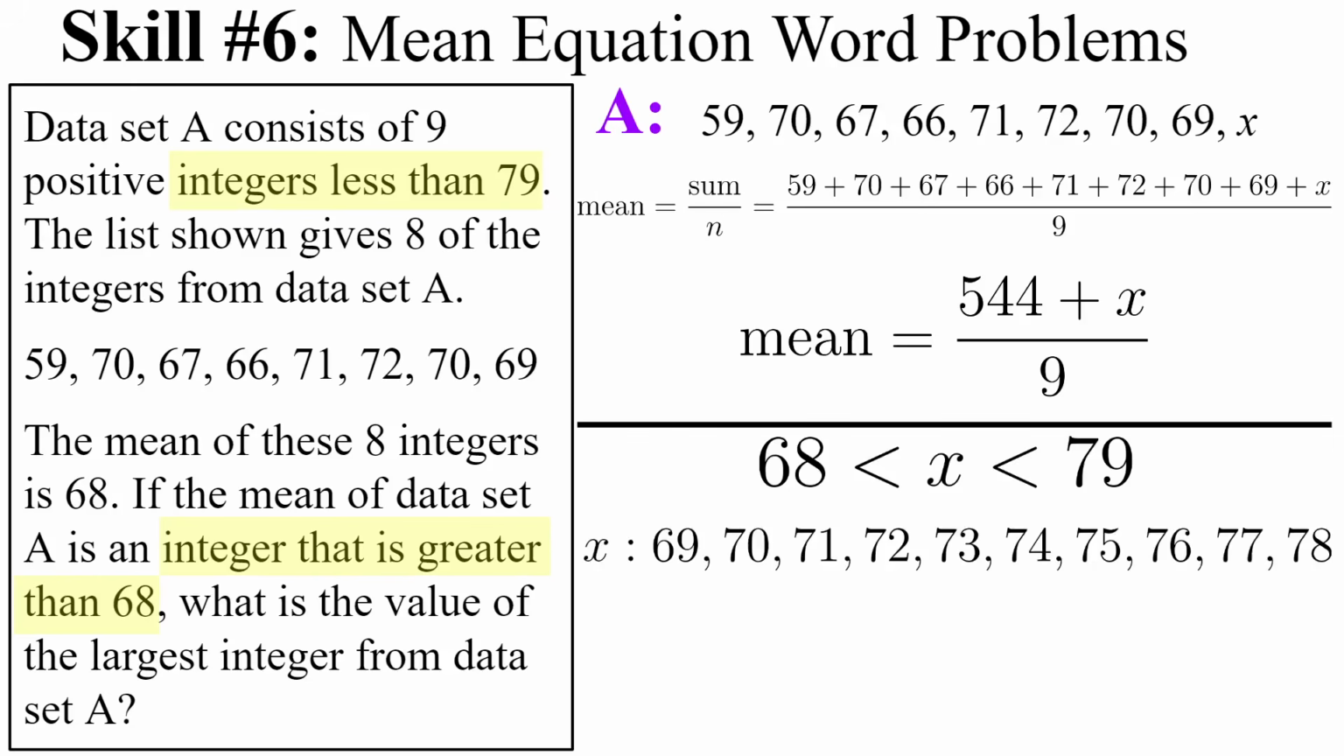Your potential candidates are any of these numbers, 69 all the way up to 78. So how are we going to figure out which one it is? Well, notice they said the mean of the data set has to be an integer. So we're basically just going to guess and check these until we get one that gives us a whole number. If you do that, you should find that the only one that works is 77. If you plug in 77, you should get a mean of 69, which is an integer. And 77 is bigger than all those numbers in the data set. So the largest integer is 77.